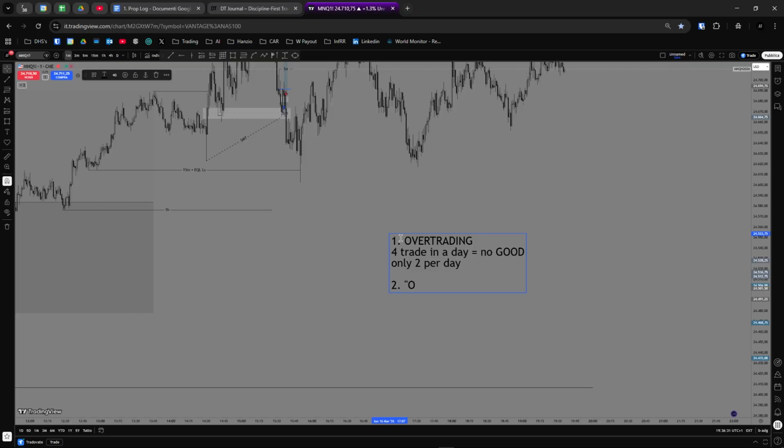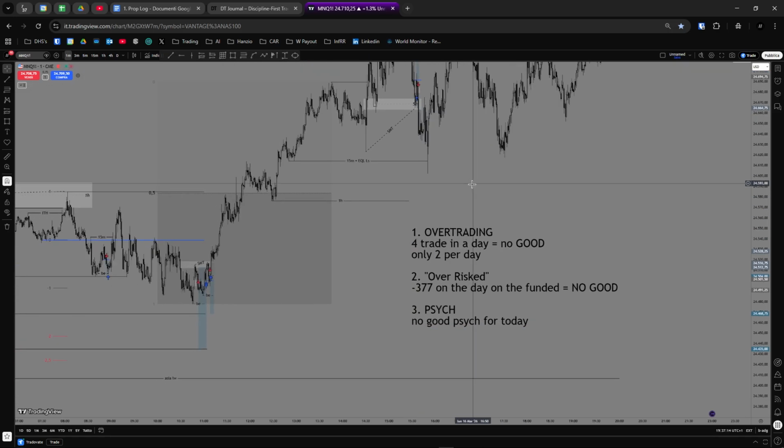Second, over risk. I put it in brackets because I didn't over risk per trade, but in the total amount that I lost, I over risked, right? Minus 377 on the day on the funded account, no good, right? And the third one is psych, no good. Those are the things that I messed up today.